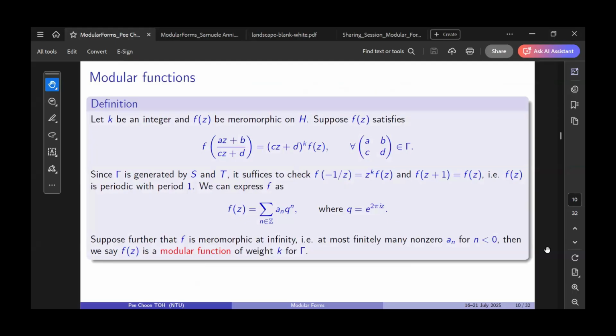So we define: let k be an integer and f(z) be meromorphic on H. So suppose that f(z) satisfies this. So basically, if this is g, right? So basically f(gz) is, for any matrix in gamma.